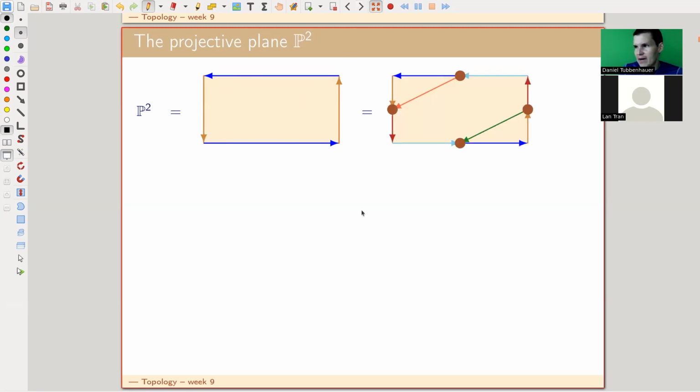So I kind of cut it now, like cutting off little triangles here. So here's a little triangle, and here's a little triangle. Nothing changed.